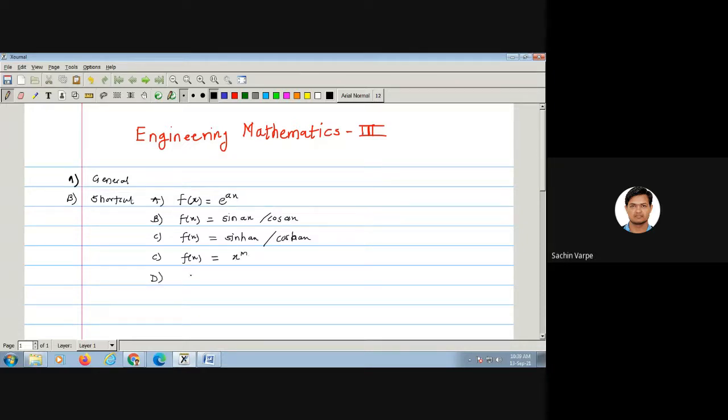If f of x is a composite function of the form e to the power ax into v, where v is a function of x, then we have a shortcut. The second last case is when f of x is of the form x into v, then we have a shortcut. And the last one is when f of x is x raised to m into sin ax or x raised to m into cos ax, then we have a shortcut.